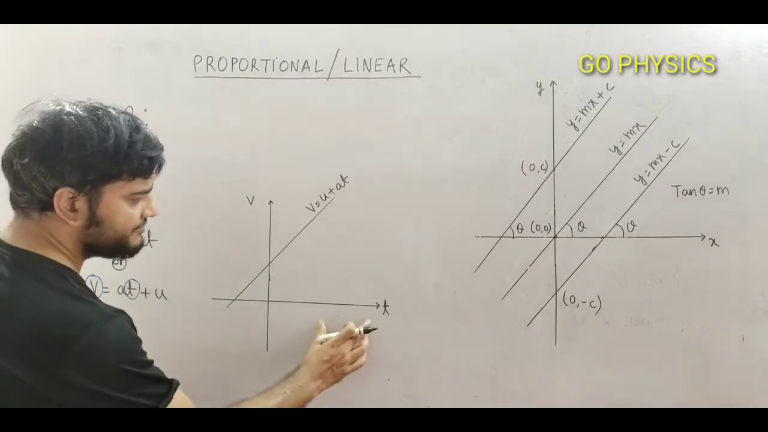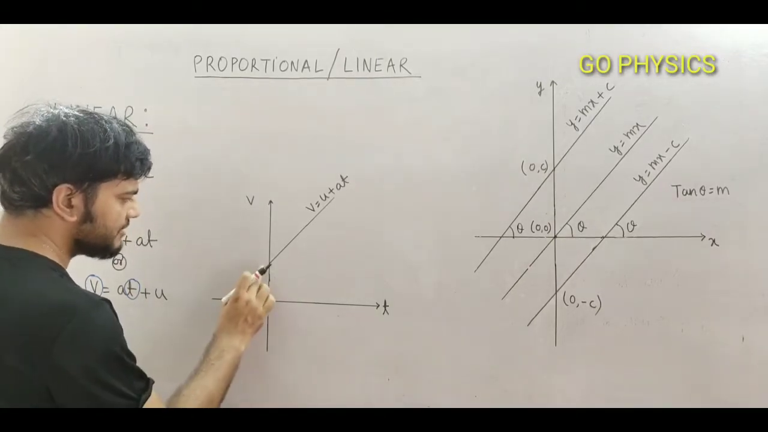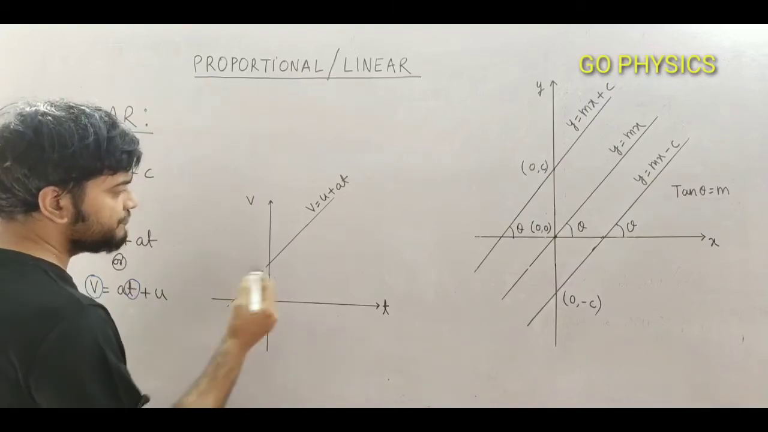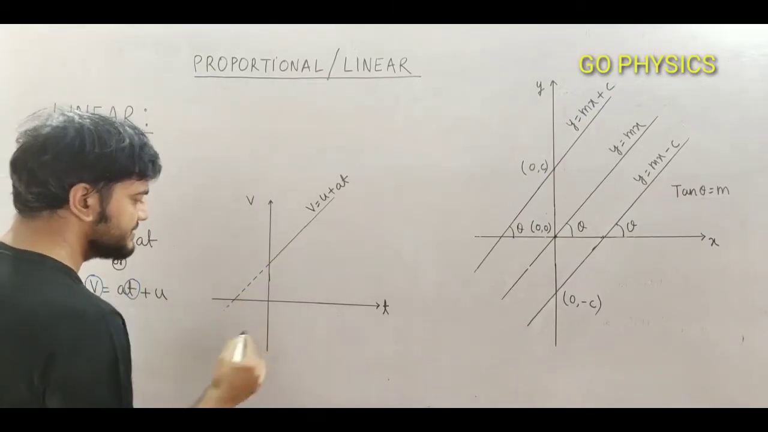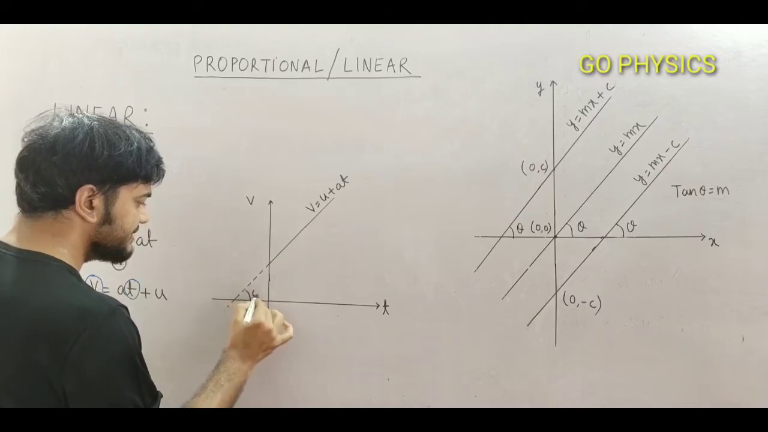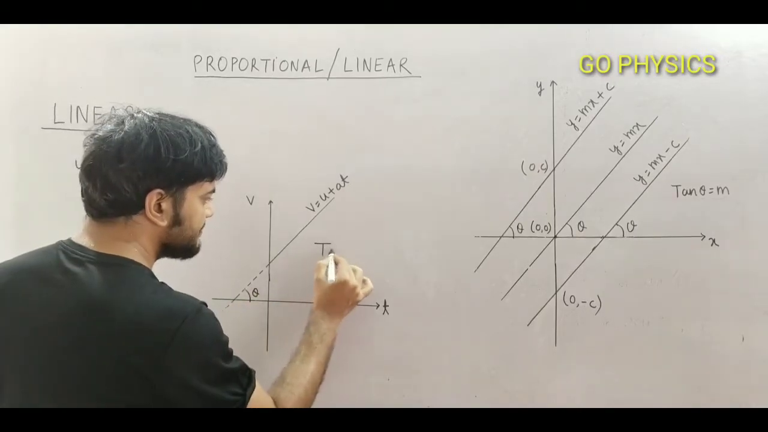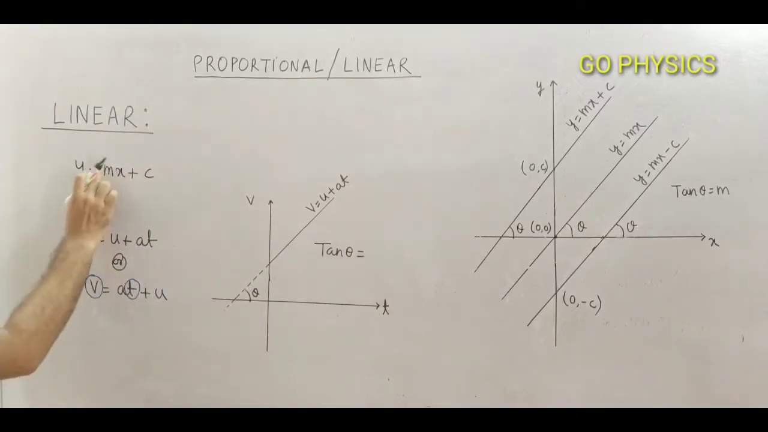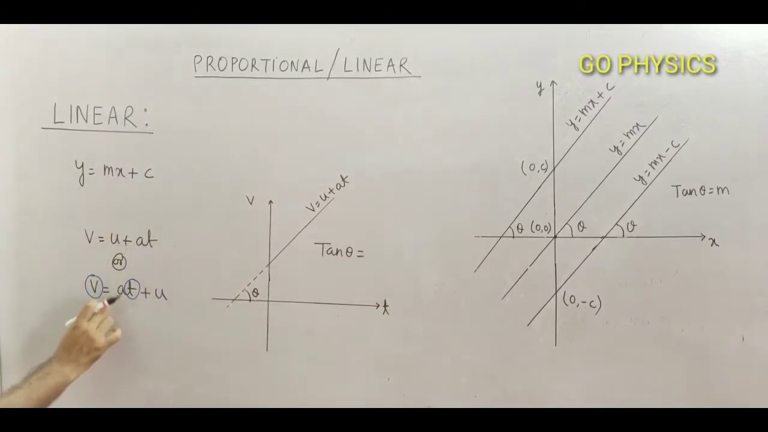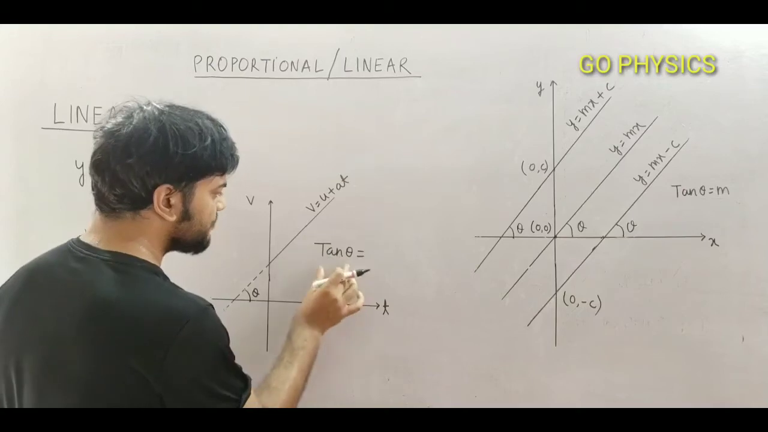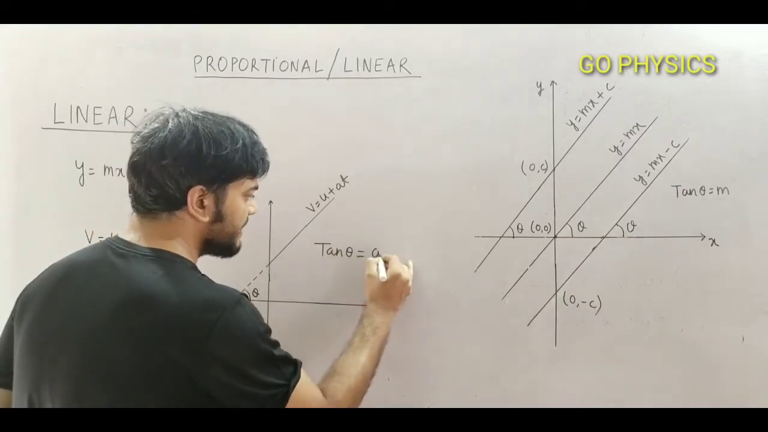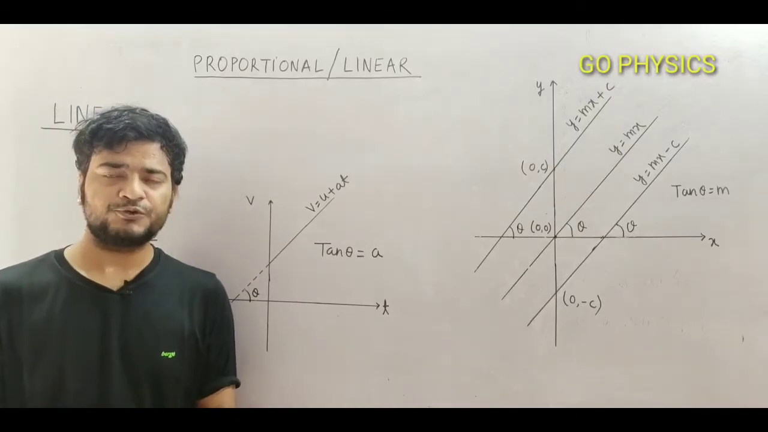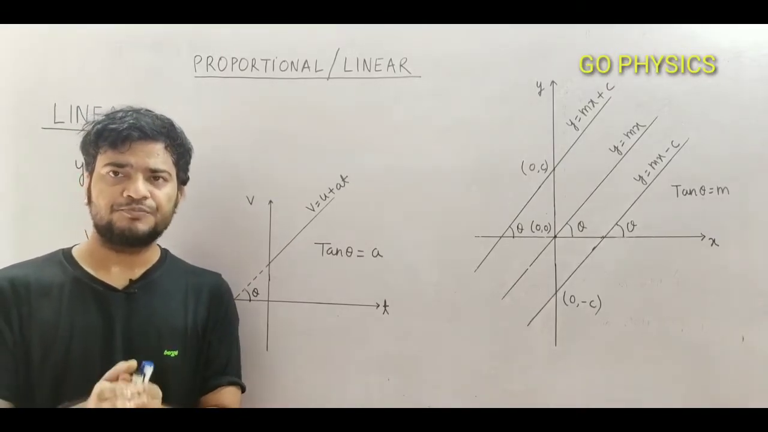Since time can never be negative, this part of the graph will be absent. And if we talk about the slope of this line, that is theta here, then tan theta will be equal to m. What is m here? m here is acceleration. That is, slope of this line will be equal to acceleration of the moving body. Now let's see one more example to make linear relationship more clear.